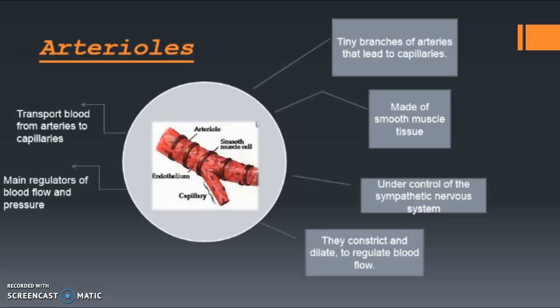Arterioles are also innervated and also responsive to various circulating hormones and other factors such as pH, in order to regulate the caliber and modulate the amount of blood flow into the capillary network, as well as the tissues. So the arterioles have the tiny branches that lead to the capillaries, and this is also under the control of the sympathetic nervous system, and they constrict and dilate to regulate this blood flow.